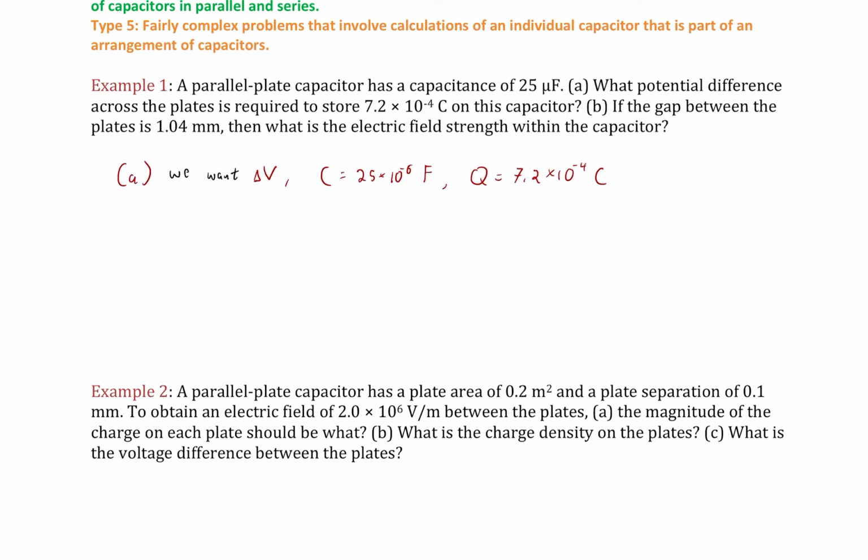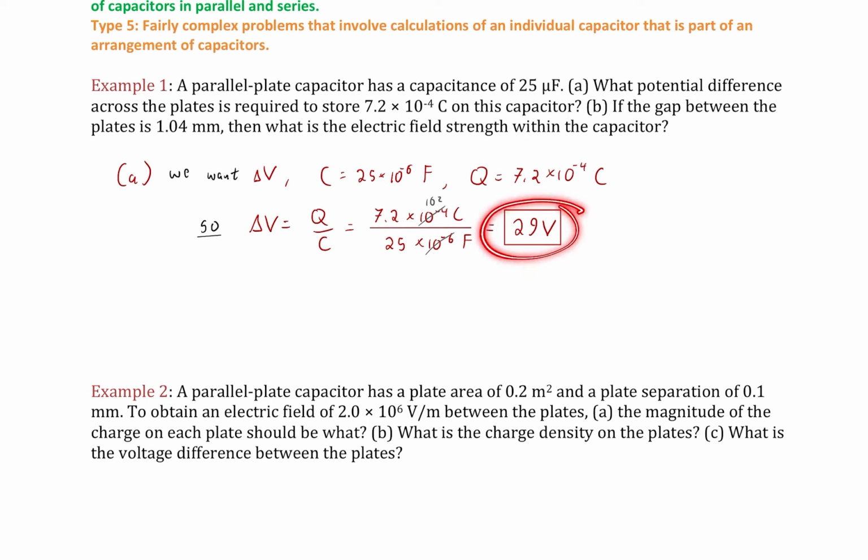Good. All right, so we want a voltage difference. We want the voltage across the plates. We know the capacitance of the capacitor and we know how much charge it has. So in that case, we're just simply going to use the definition of the capacitor, but solve for V, and it's as simple as that, okay?